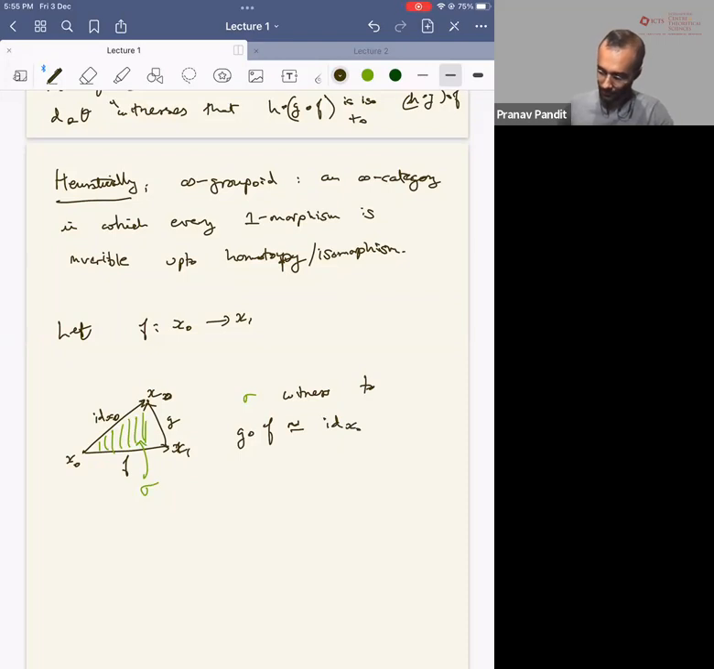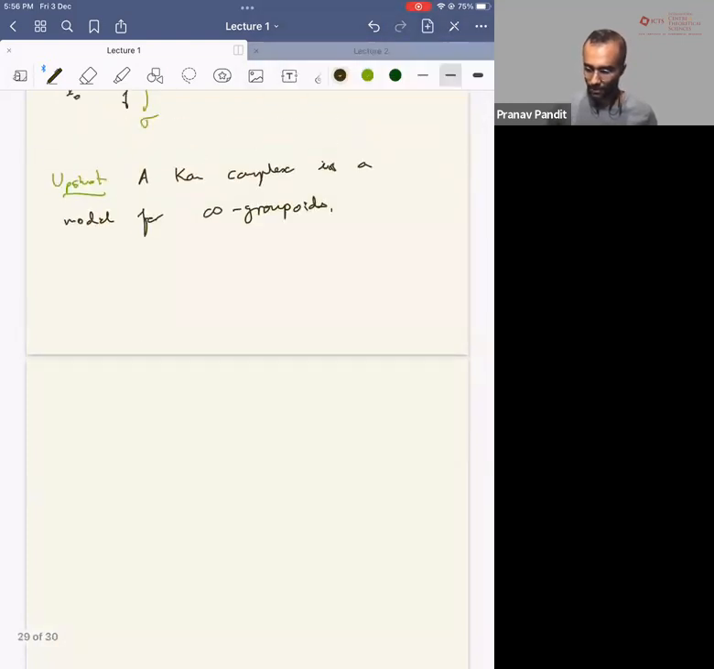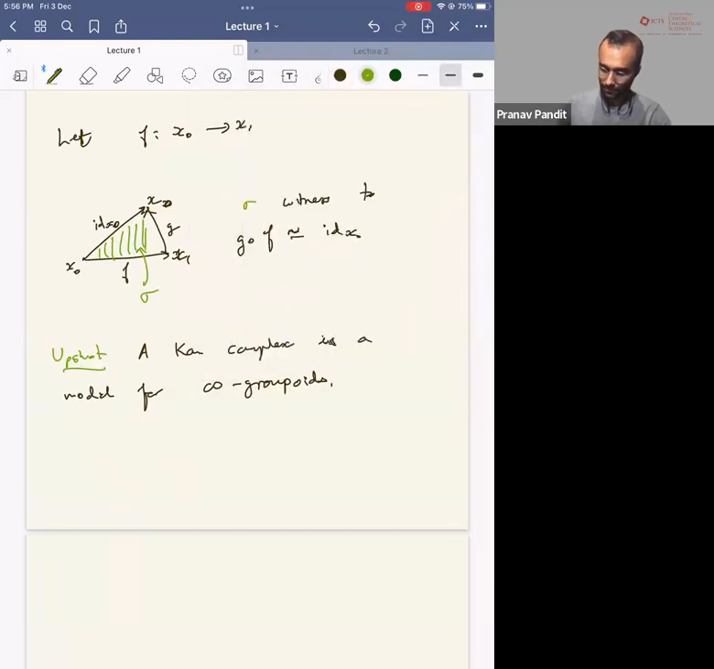So this is why, so the upshot is a Kan complex is a model for what we want to call infinity groupoids. Okay. And what we saw last time is that every topological space gives rise to a Kan complex. If X is any space, you get this Kan complex Sing X. And if I think of this as an infinity groupoid, this is what you would call the fundamental infinity groupoid.